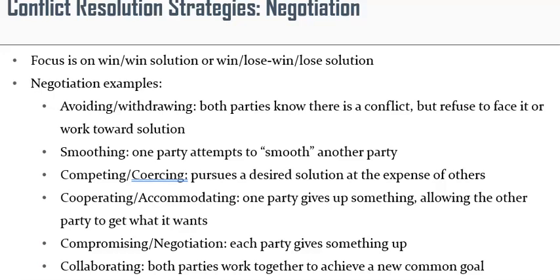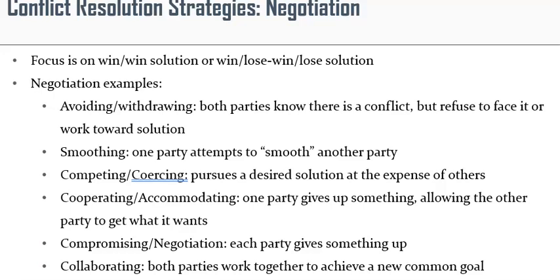Compromising or negotiating. Each party gives up something. To consider this a win-win solution, both parties must give up something equally important. If one party gives up more than the other, it can become a win-lose solution.